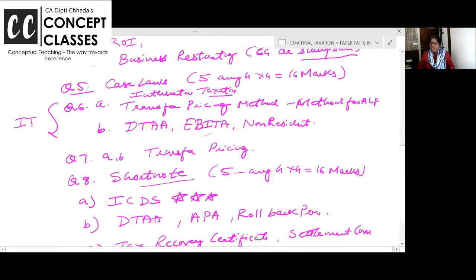See, international taxation, transfer pricing is most important, 16 marks. And in the remaining 14 marks, you will have DTA, one problem, non-resident taxation, one problem, 4 marks, 5 marks, and the remaining will be covered in MCQs. Okay. So as we complete the paper pattern, I am starting with how to attempt case laws. And tomorrow I will show you how to calculate and put the answer.